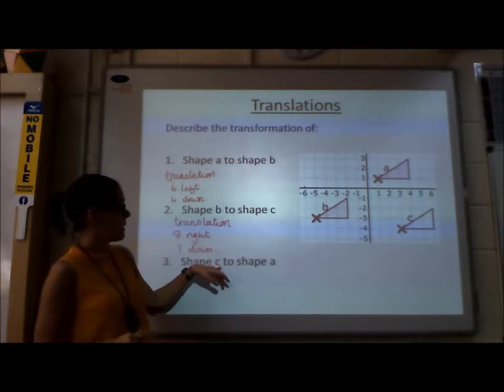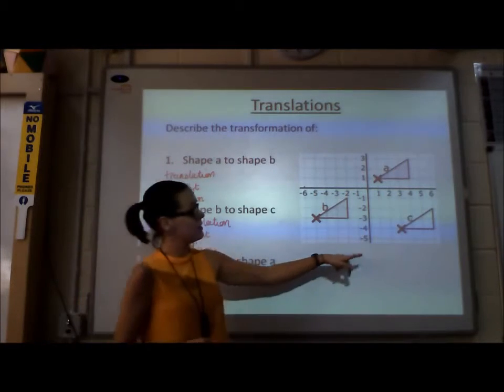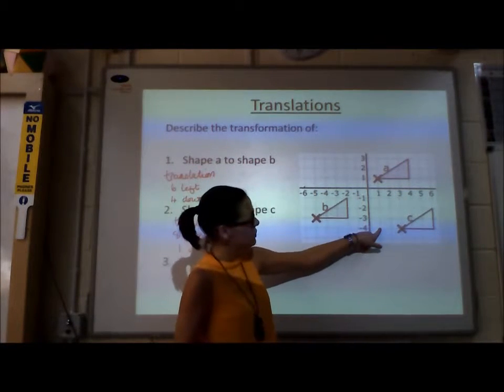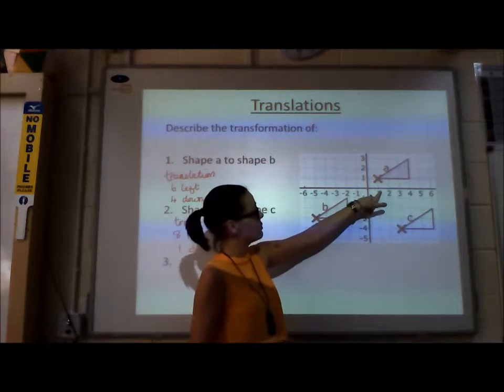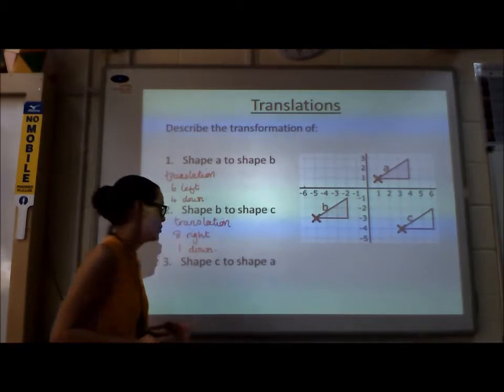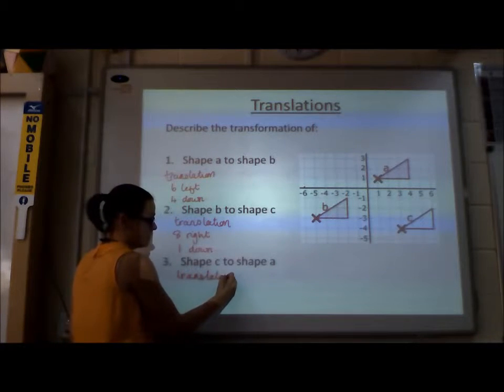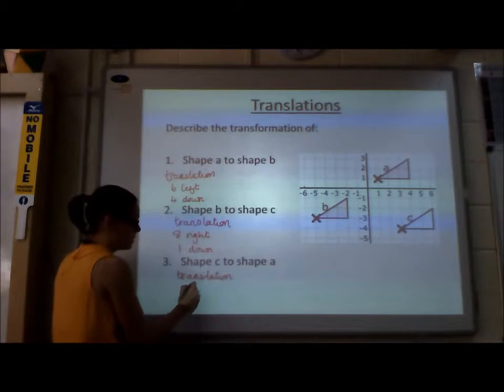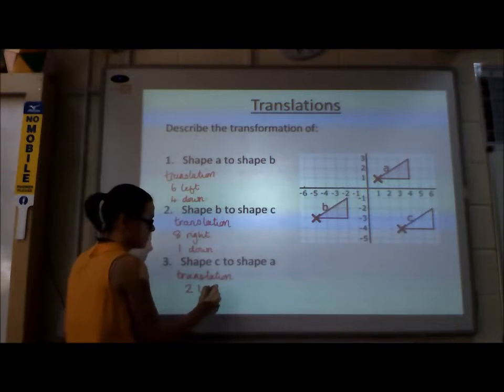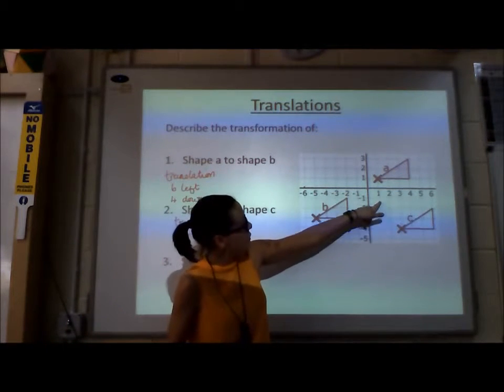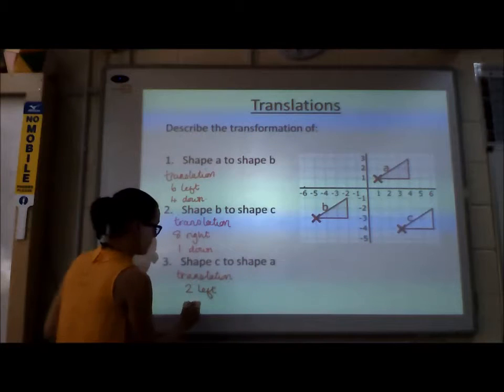And finally, to get back from shape C to shape A, I'm going to go 1, 2 to the left and 1, 2, 3, 4, 5 units up. So I'm translating it. It's a translation. It's going 2 units left and 5 units up. There we go.